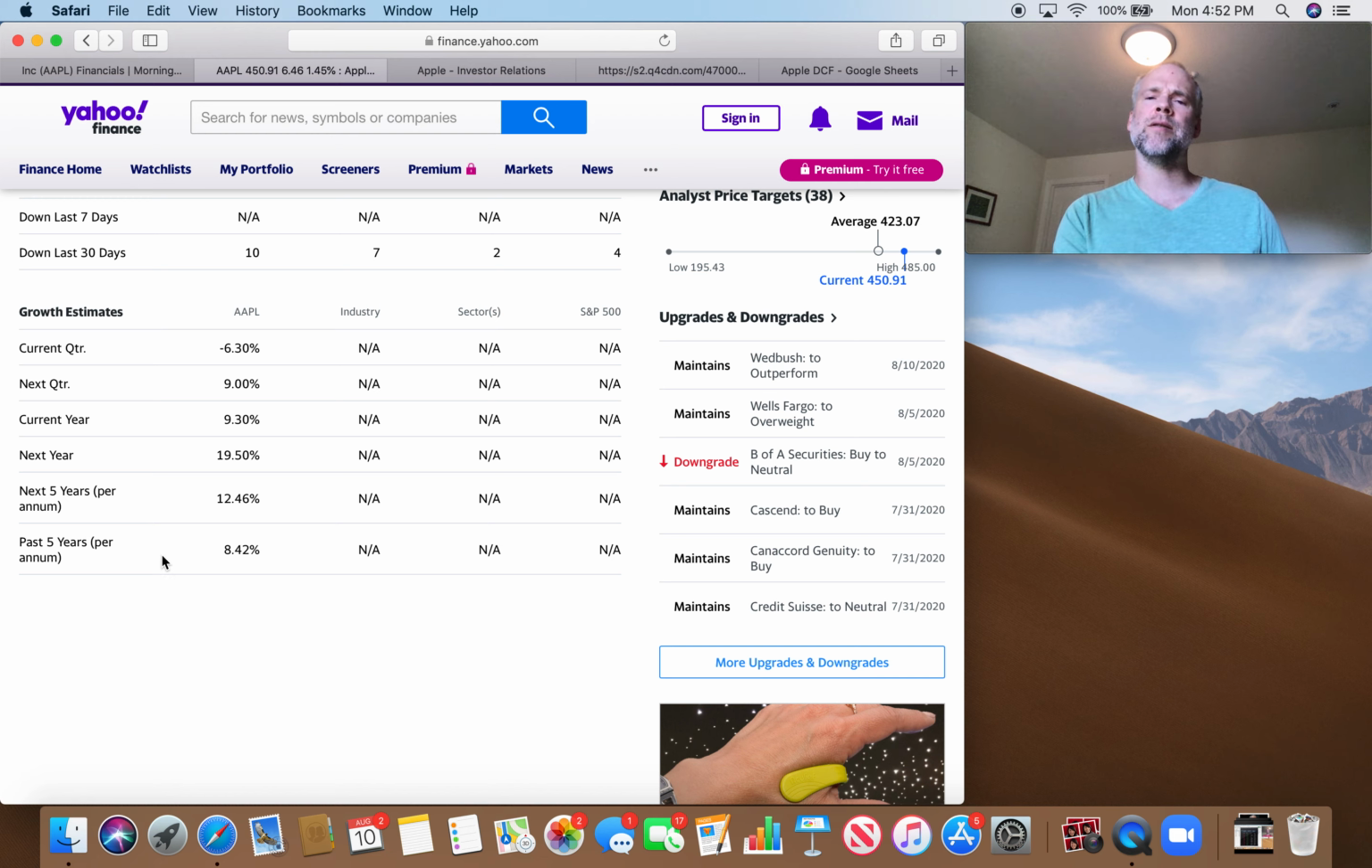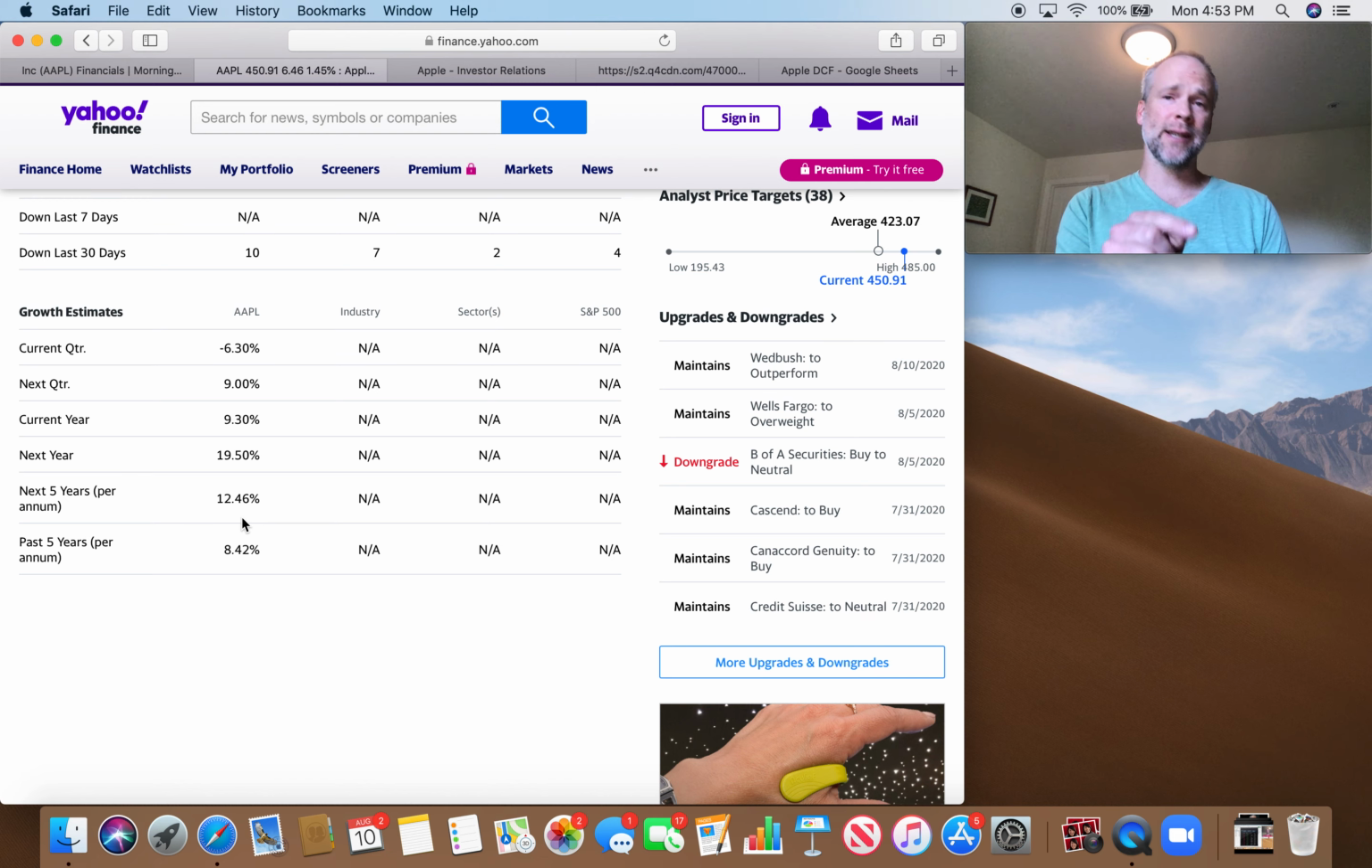First, let's look at the past 5 years. You've got a growth rate of 8.4% for Apple over the last 5 years, 8.4% per year. Now, if you're looking forward from here, analysts think that each year over the next 5 years, Apple is going to grow 12.5%. This is a mature company, mind you. This is the largest company in the world, the largest public company in the world.